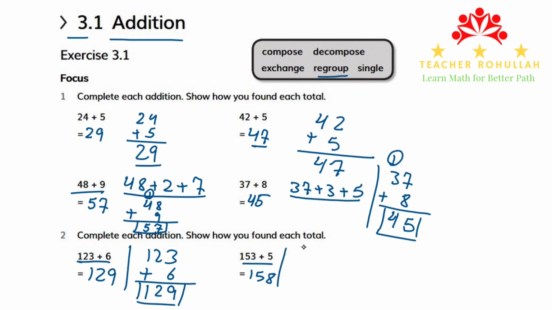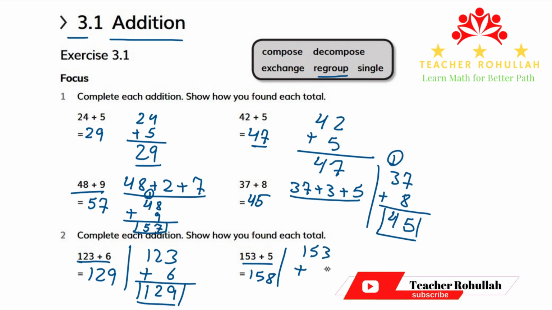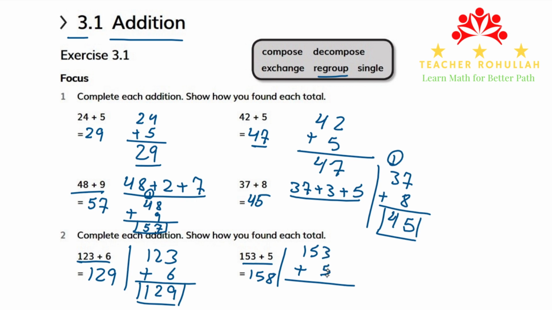Or in column addition, we have to write 153 plus 5. We should make sure that 5 is under the ones place because 5 is in the ones place. So 3 plus 5 is 8, 5 plus nothing is 5, and 1 plus nothing is 1. So the answer we get in column addition is also 158. Let's scroll down to move to the next question.